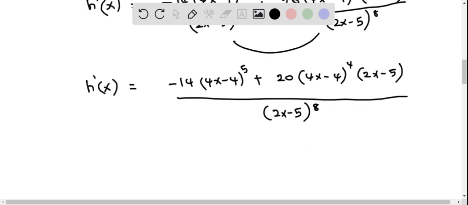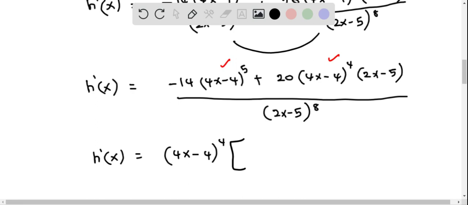Now if you look at the numerator expression, we have the terms (4x - 4)^5, and here we have (4x - 4)^4. So therefore the GCF is (4x - 4)^4, which I'm going to factor out. And so when we do that, we get h prime of x equals, I'm factoring the term (4x - 4)^4.